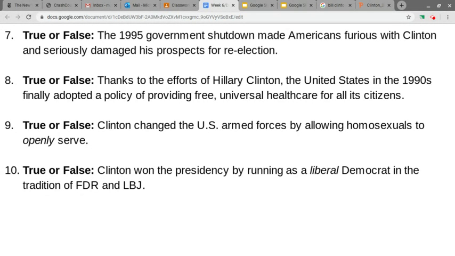Finally, true or false? Clinton won the presidency by running as a liberal Democrat in the tradition of FDR and LBJ. False, right? Clinton sold himself as a moderate Democrat. And that's one reason he was able to get a lot of votes, from moderates who voted for George H.W. Bush in the prior election.